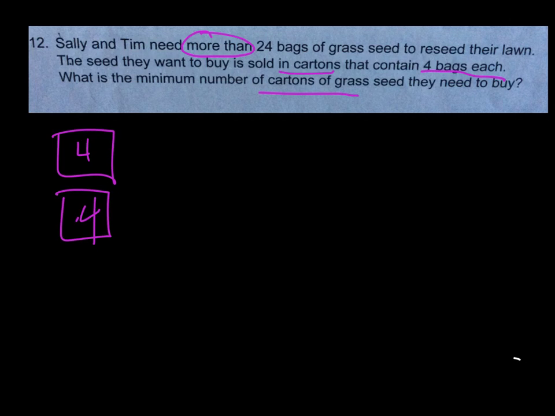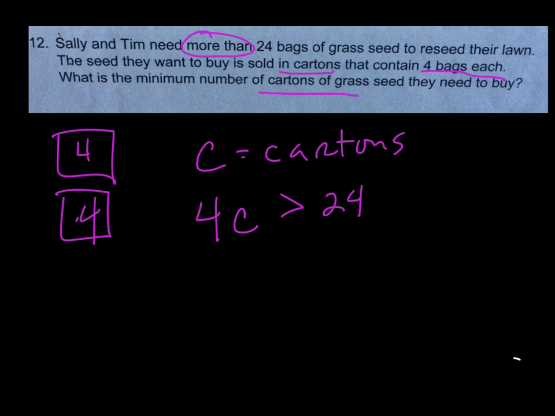We're going to have C stand for cartons. So this is the number of cartons we're looking for. We know that it's 4 bags for every carton, and we want more than 24 bags. So for every carton we buy we get 4 bags, and I want to find out at what point we will reach the 24 and surpass it. It's just like with an equation, like saying 4c is equal to 24.